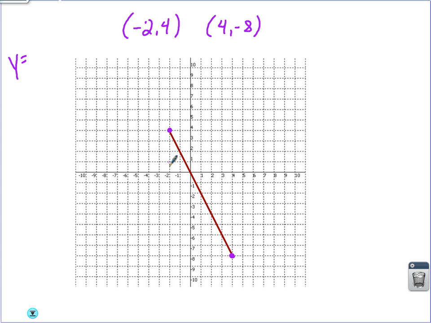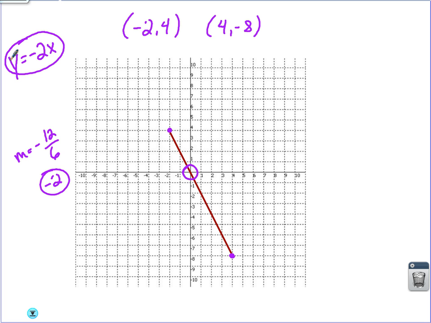From positive 4 down to negative 8, that is a rise of negative 12, and we have a run of 6. So a rise is negative 12, our run is 6, so we have a slope of negative 2. For the y-intercept, if you look where it's going to cross the y-axis, it crosses at 0. So our equation of our line would be y equals negative 2x plus 0. Since you have a plus 0 out there, it's understood, so we can simply leave that as y equals negative 2x.